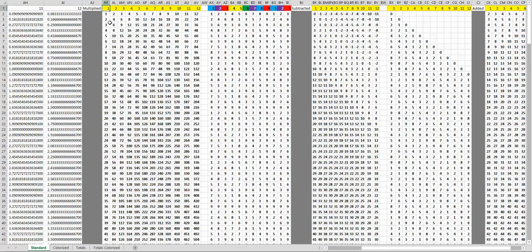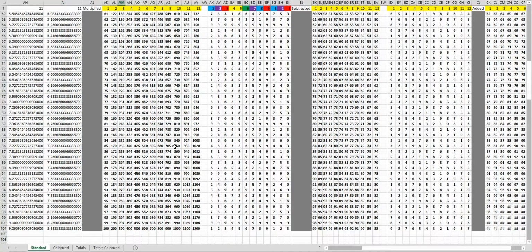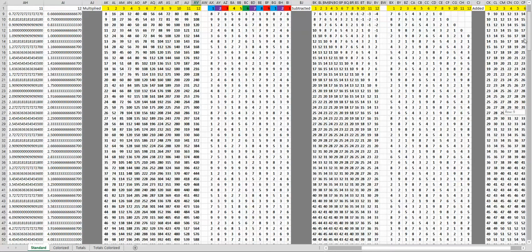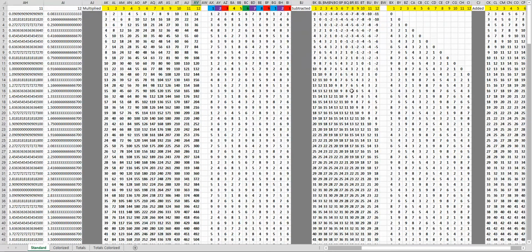1 times 1 is 1. 1 times 2 is 2. 1 times 3 is 3. 2 times 2 is 4. 2 times 3 is 6. Just multiplication tables, all the way down, 100 times 12 gives 1200. Simple first grade math.